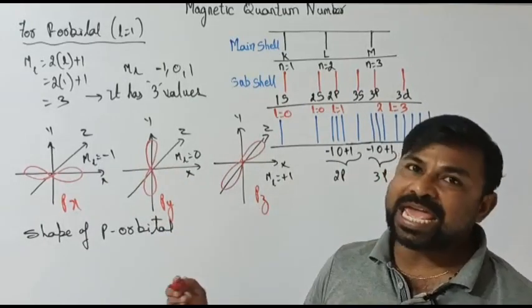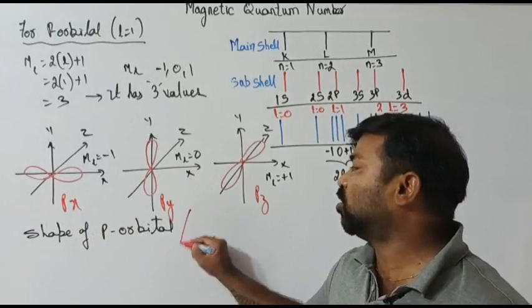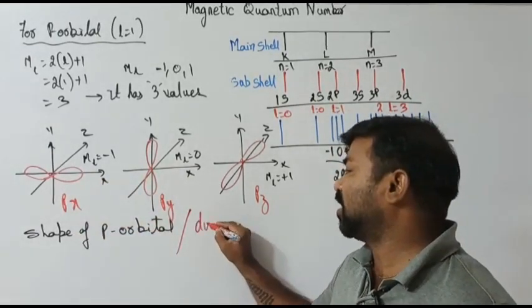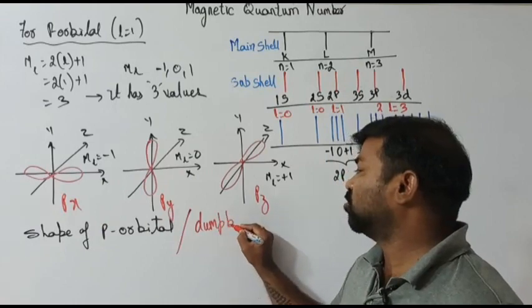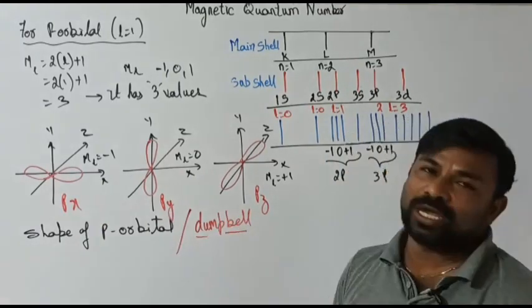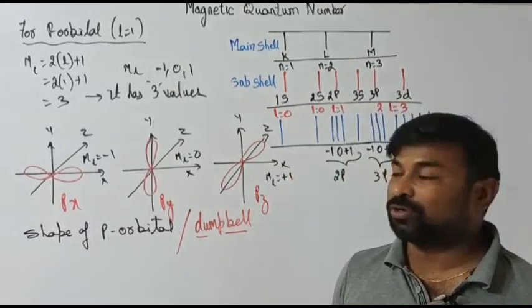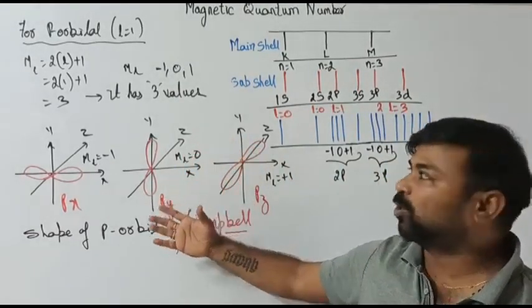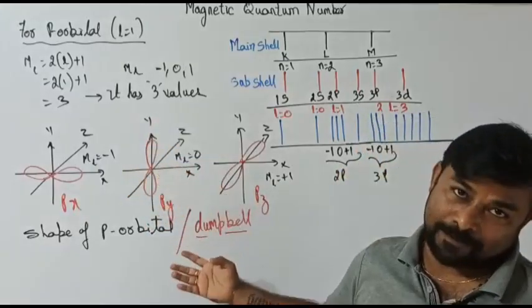And what is the name of the shape of P orbital? If you check it out, it looks like a dumbbell. So it is nothing but a dumbbell shape. This is how we figure out the shape of the P orbital and the different ML values.